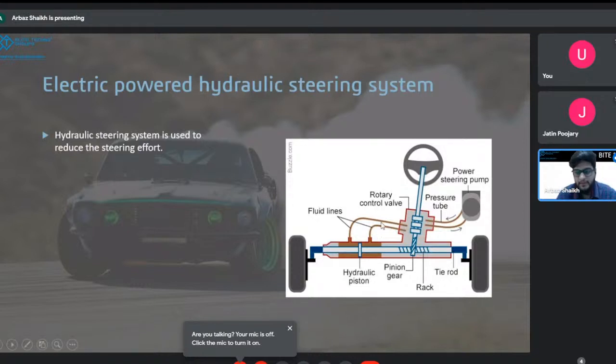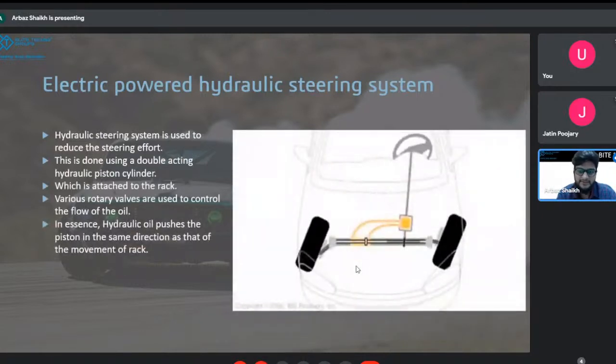When you rotate the steering wheel, the rotary valve opens in such a way that the flow would happen in the desired direction, and it will push the tie rod in the desired direction. And this was about the electric power steering, and this is how it was working.